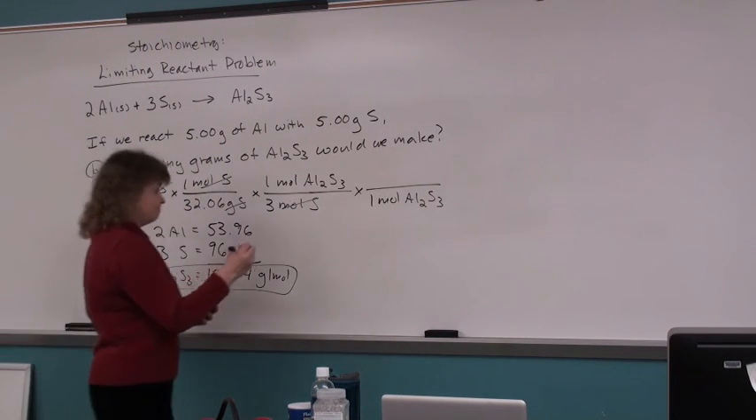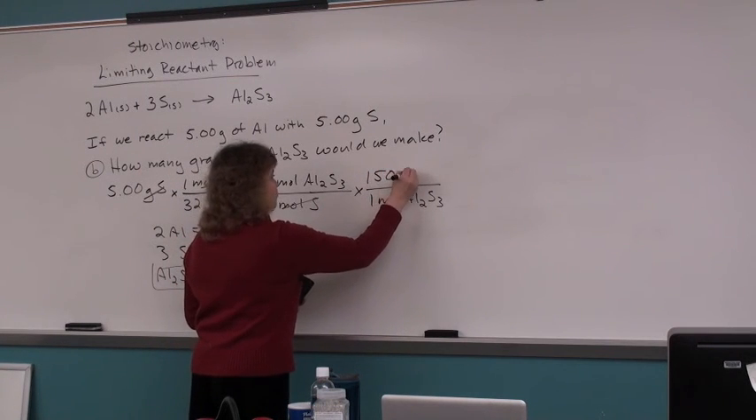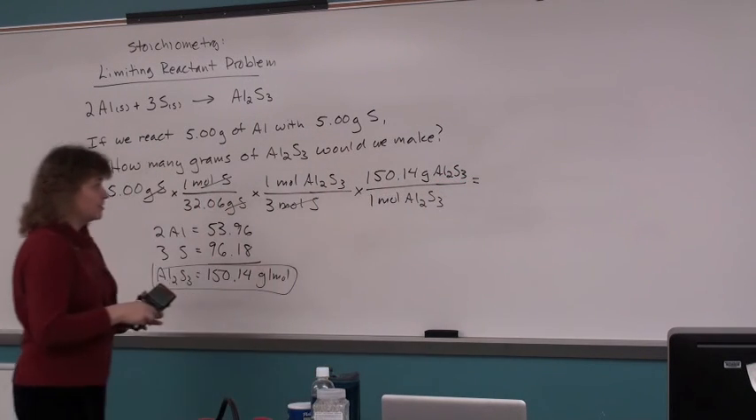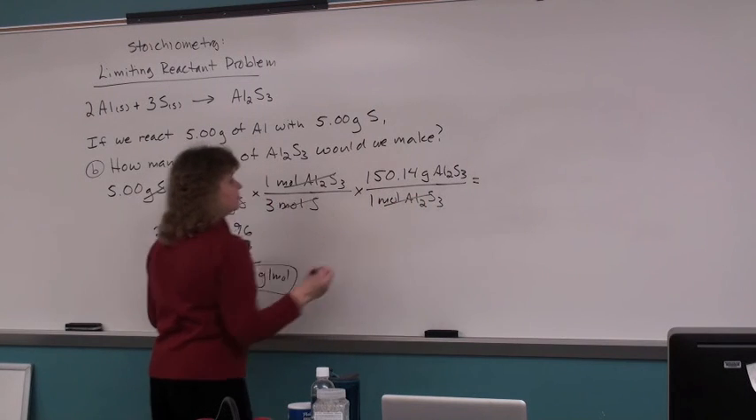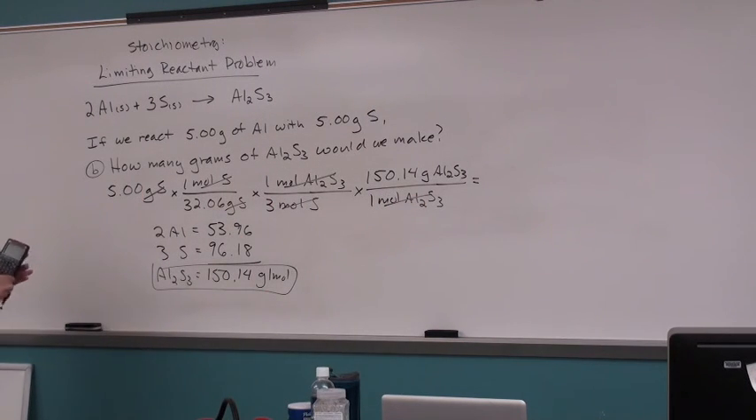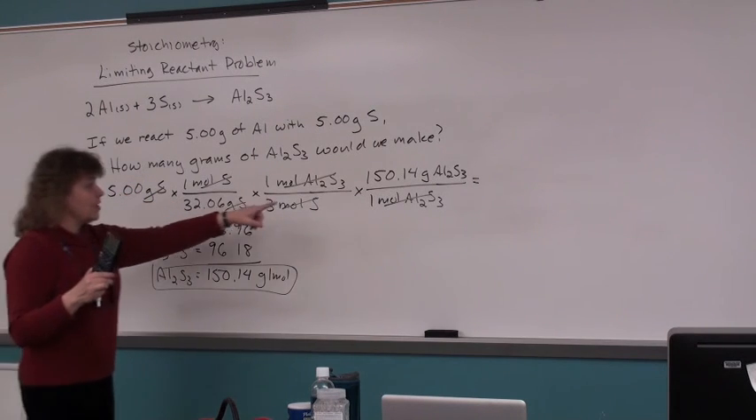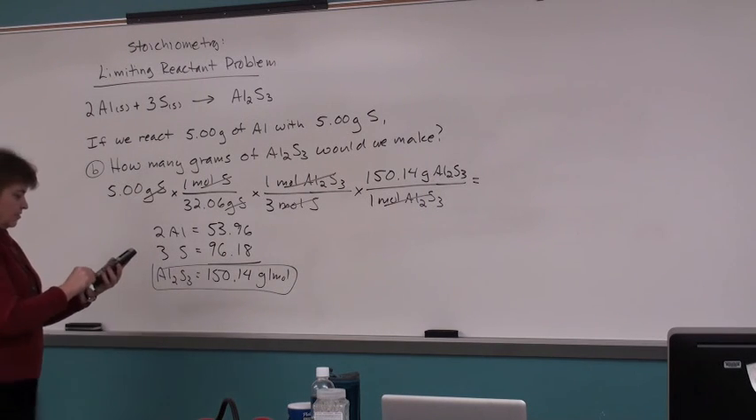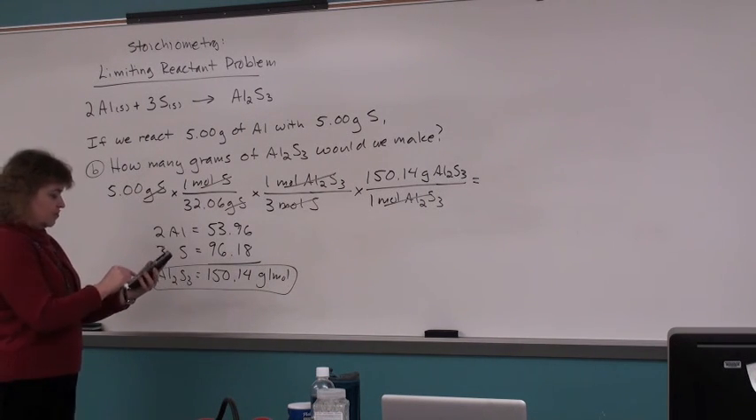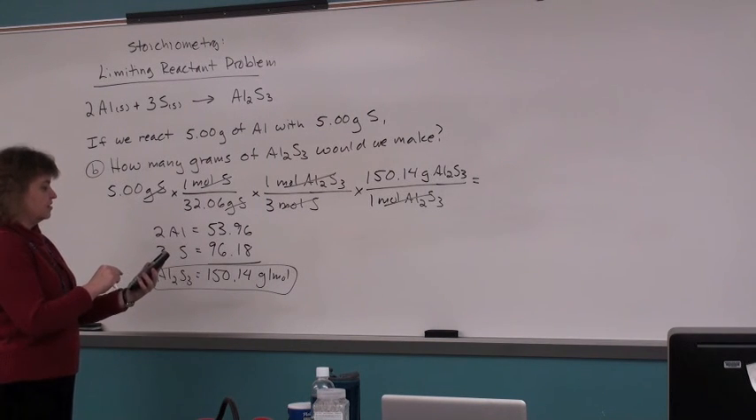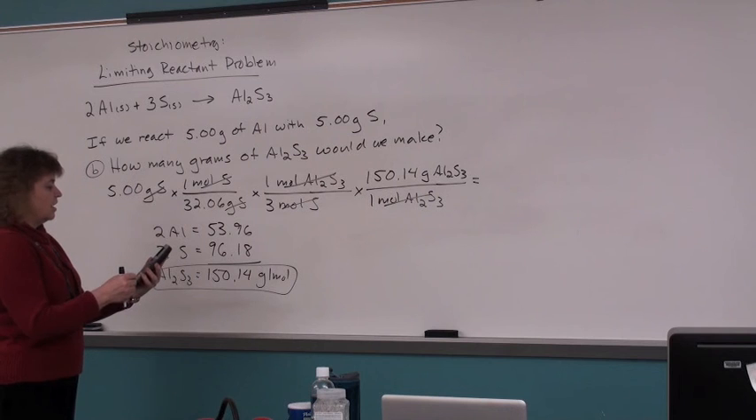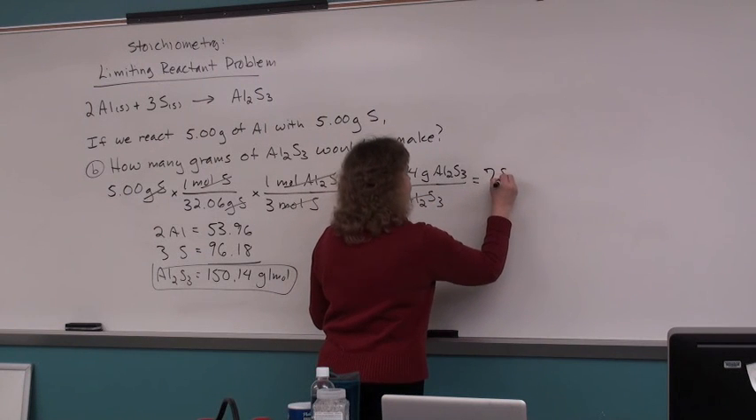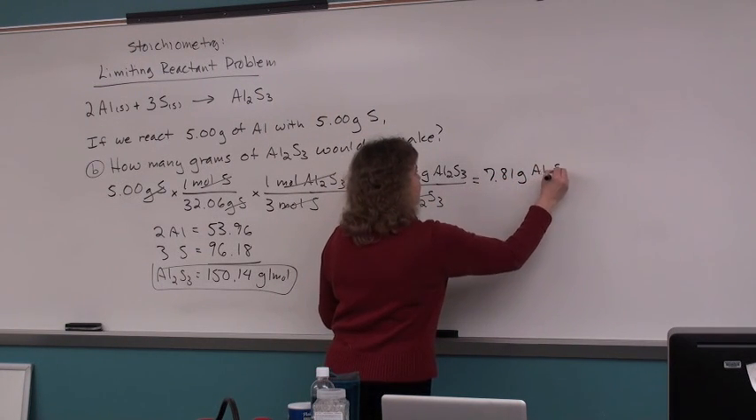So now I'll use that over here. And I'll say 150.14 grams of Al2S3 equals 1 mole. So now my moles of aluminum sulfide cancel out, and I'm ready to go. Because the question was, how many grams of Al2S3 would we make? And that's the unit that I have there. So we're set. So I'm going to say 5 divided by 32.06 divided by 3 times 150.14. And with my 3 sig figs, I get 7.81 grams of the Al2S3.